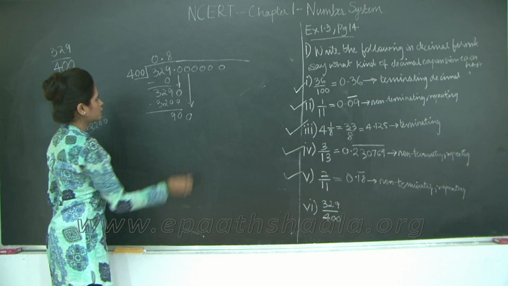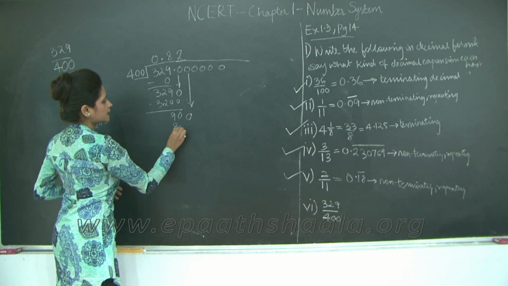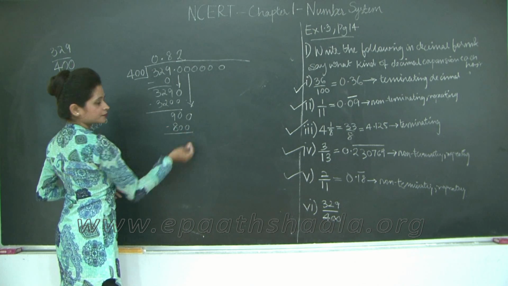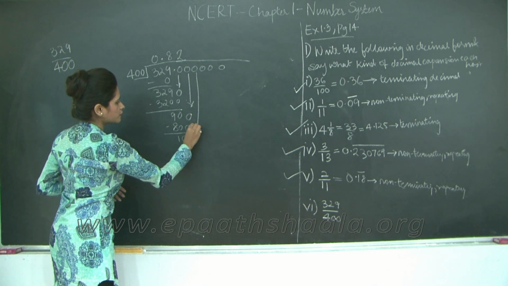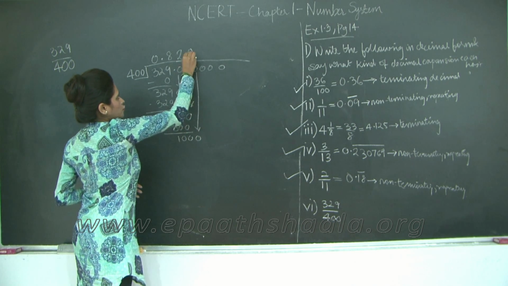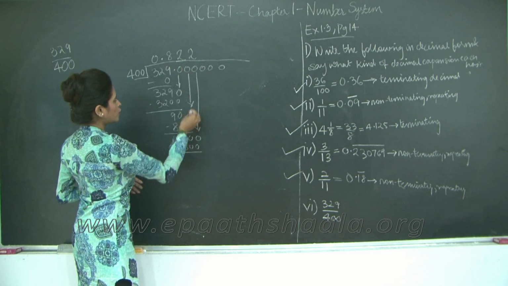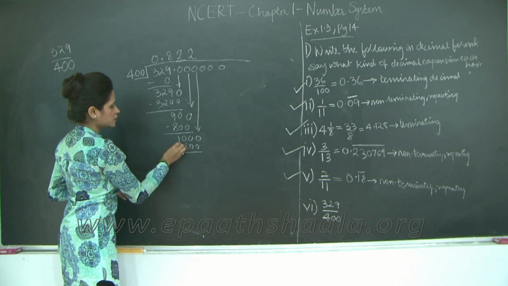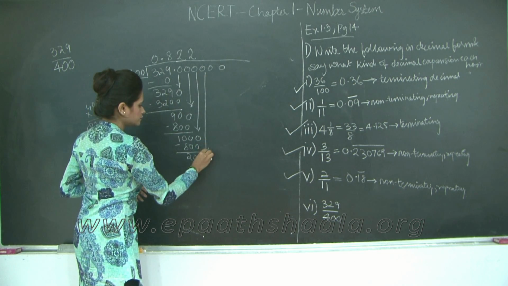I bring down the 0. 400 into 2 is going to give me 800. So I'm left with 100 over here. I bring down this 0. 4 2s are 8, again 800. 400 into 2 is going to give me 800. So minus 200. I bring down this 0.